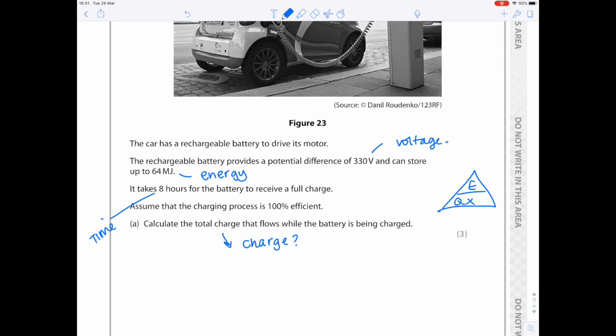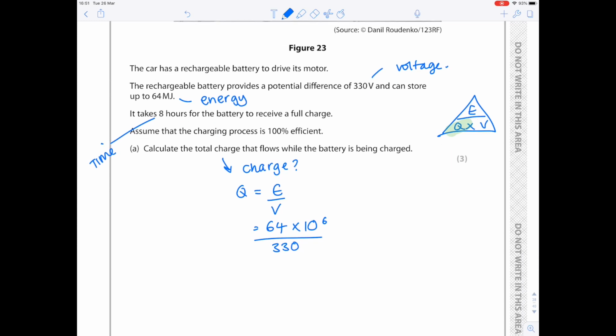This is the triangle we need to use, which states that energy equals charge times voltage. So charge is given by Q. In order to work out charge, we need to do Q equals energy divided by voltage. Our energy is 64 megajoules, so we need to convert that to joules by doing times 10 to the 6th. Our voltage, we've been told, is 330. When you pop that into your calculator, you get a value which is 193939 coulombs, which is 190,000 coulombs to two significant figures.